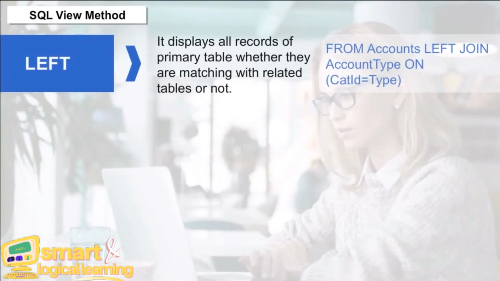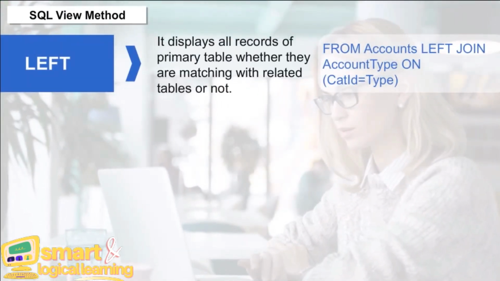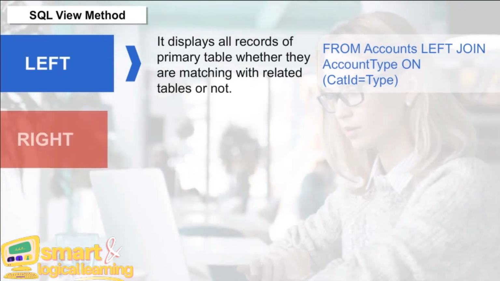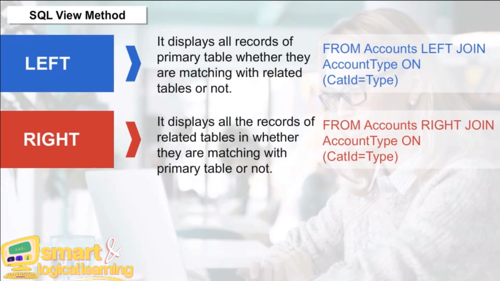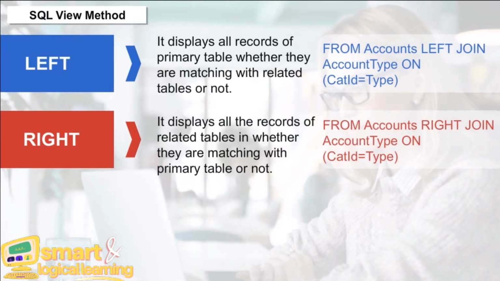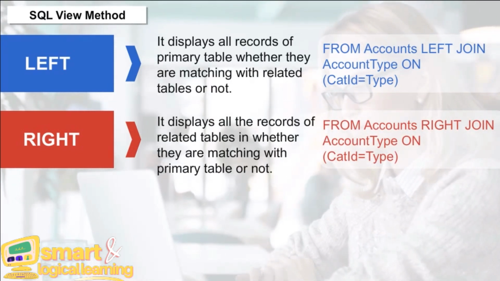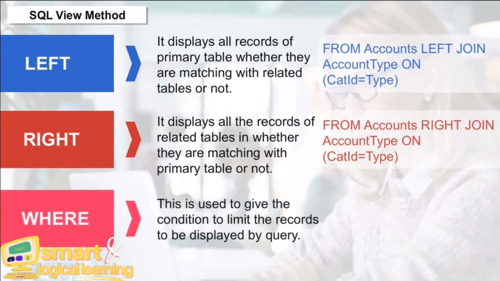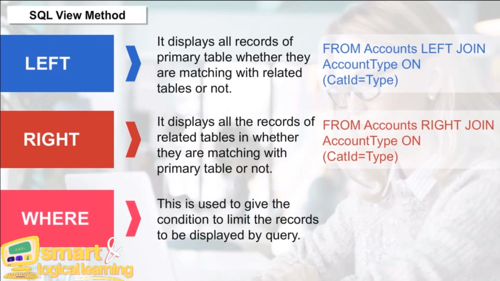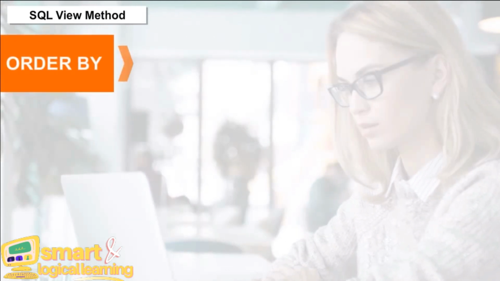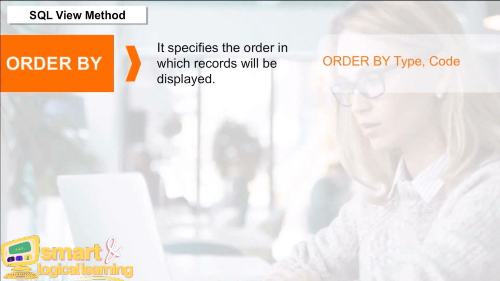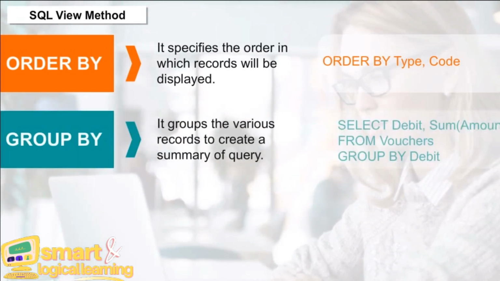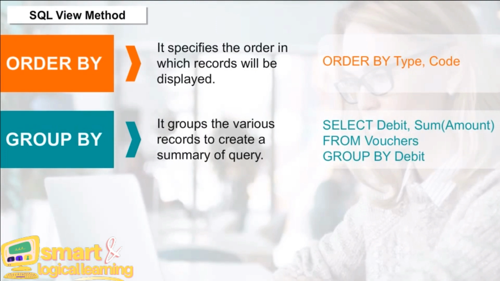Left. It displays all records of the primary table, whether they are matching with related tables or not. Right. It displays all the records of related tables, whether they are matching with the primary table or not. Where. This is used to give the condition to limit the records to be displayed by the query. Order by. It specifies the order in which records will be displayed. Group by. It groups the various records to create a summary of the query.